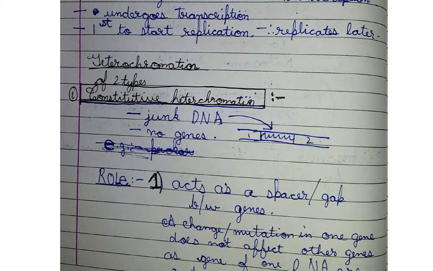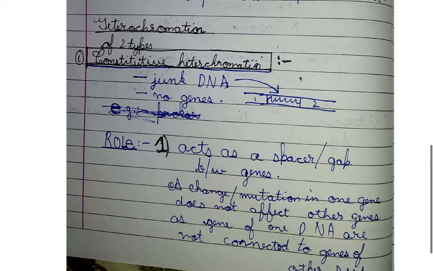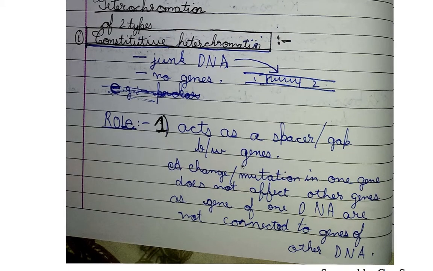Constitutive heterochromatin, that is junk DNA. Not because it is useless DNA, it is very useful DNA, but it has no genes, so it is called junk DNA. Take two genes, 1 and 2, and here is junk DNA between them, but it has no genes. It has very important roles. It acts as a spacer gap between the genes, that is spacing between two genes.